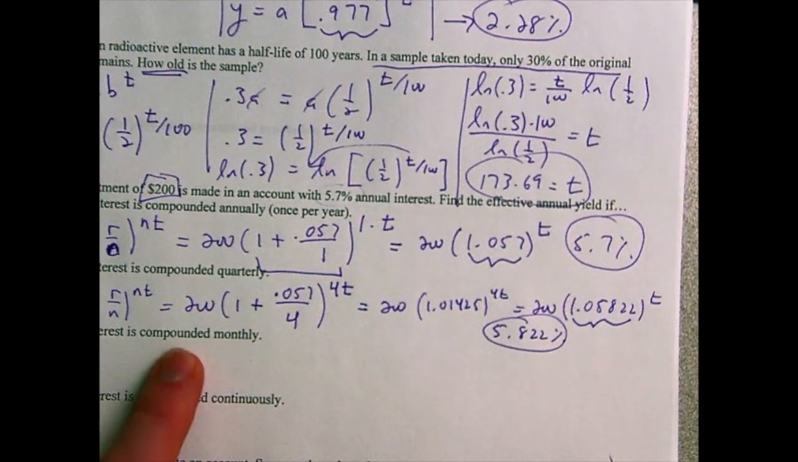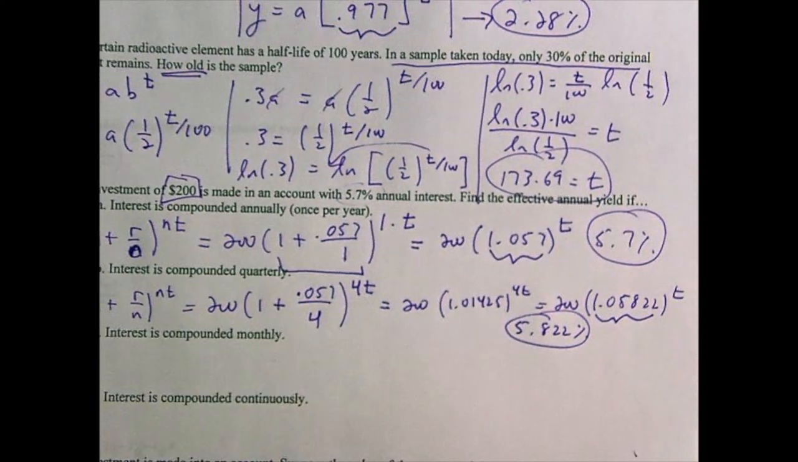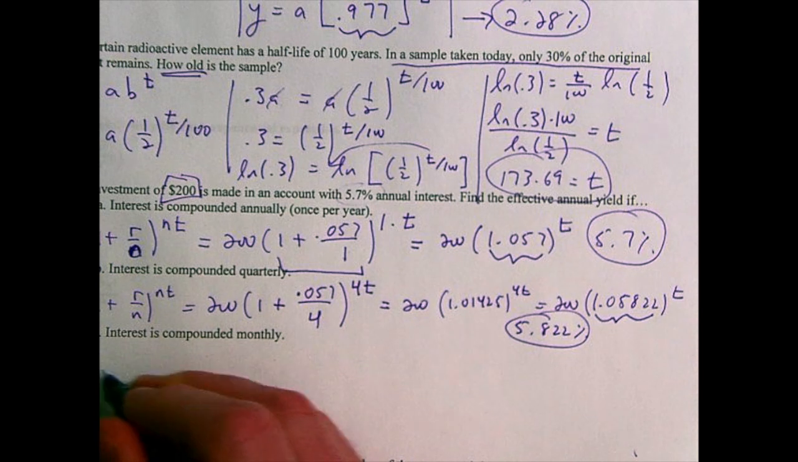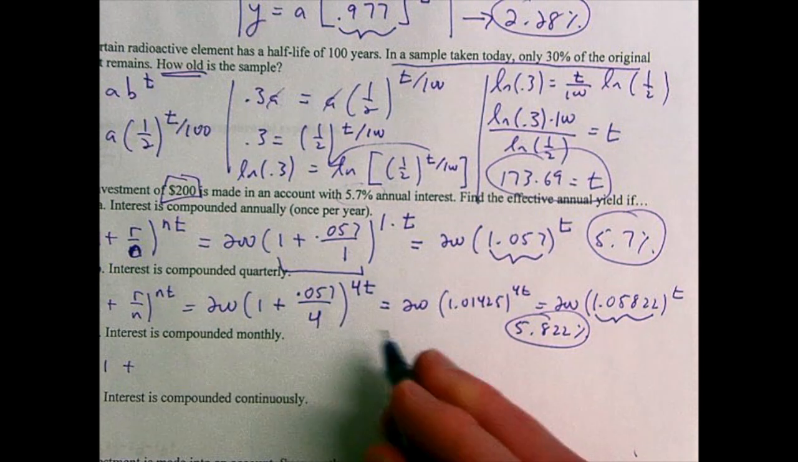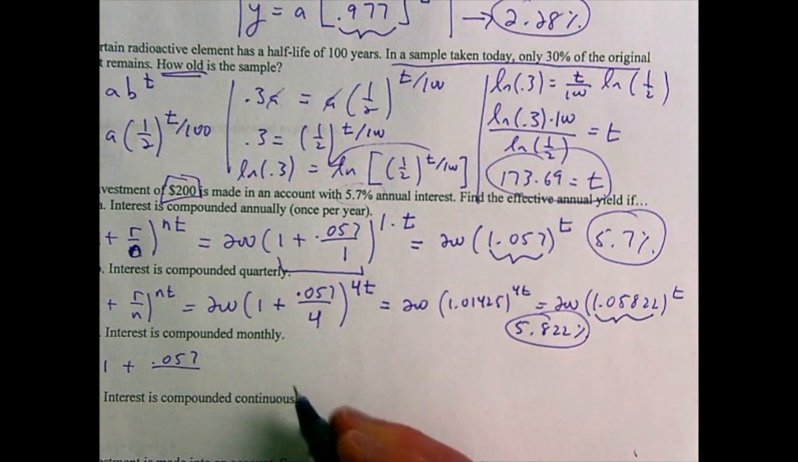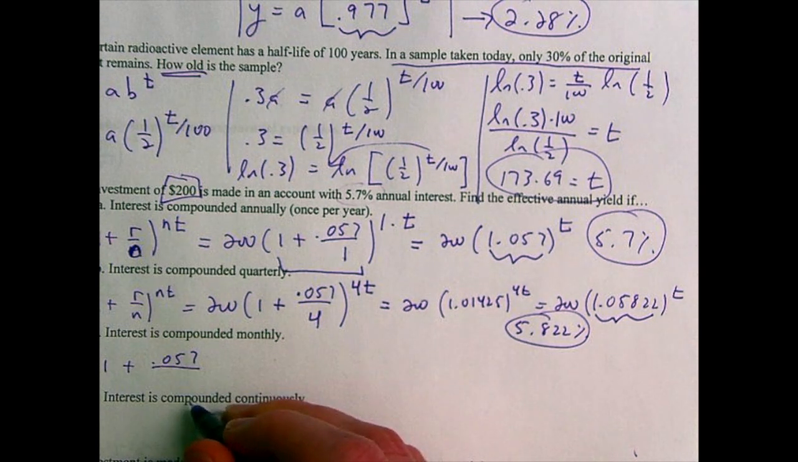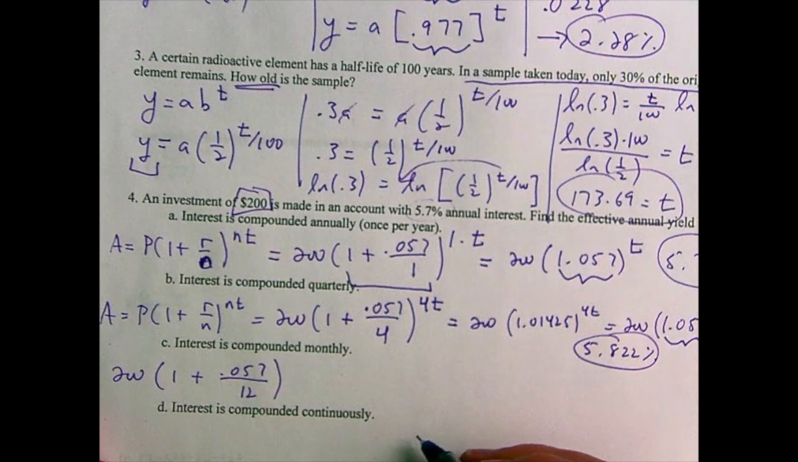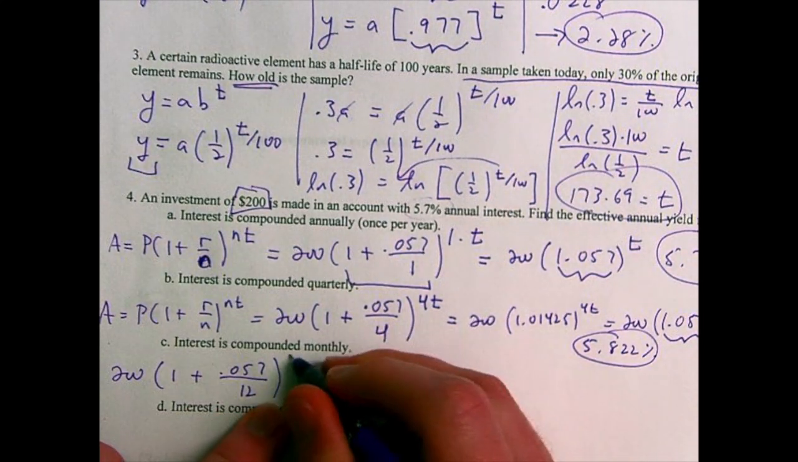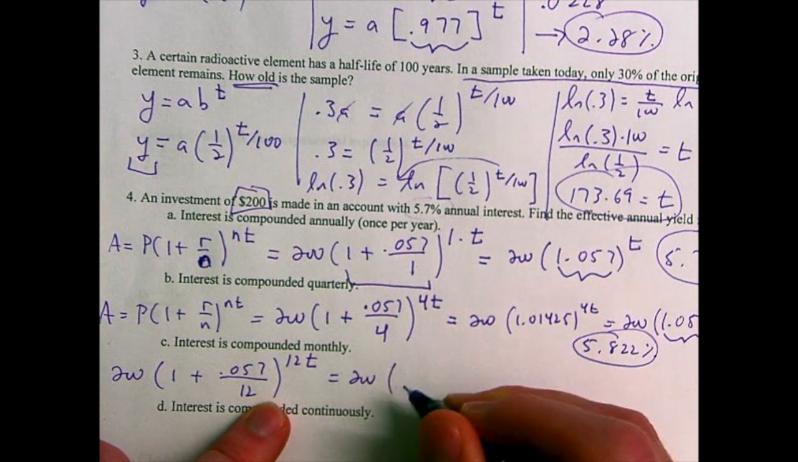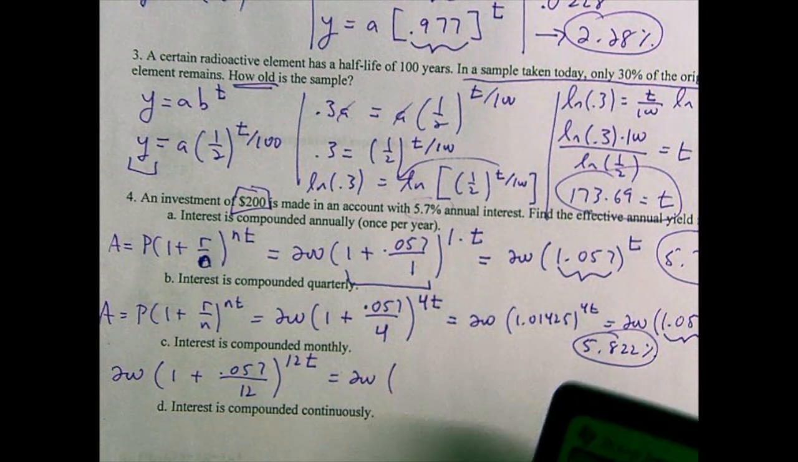Okay. Same thing. Now let's just do it monthly. Everything's the same. I'm not going to recopy everything. I'm just going to write 200 times 1 plus 0.057 is the same. All that's changing is the n. N is now monthly, which means 12 times per year. Okay. So raised to the nt, so that's 12t. Once again, you just have to rewrite this whole thing so that the t is by itself in the exponent.